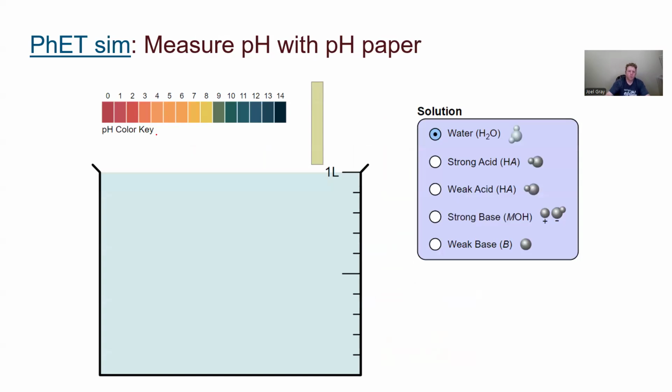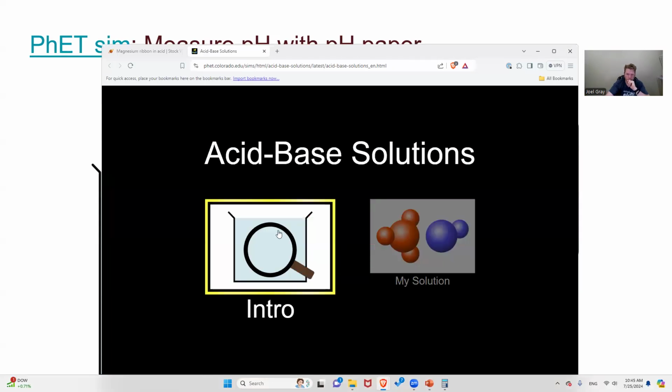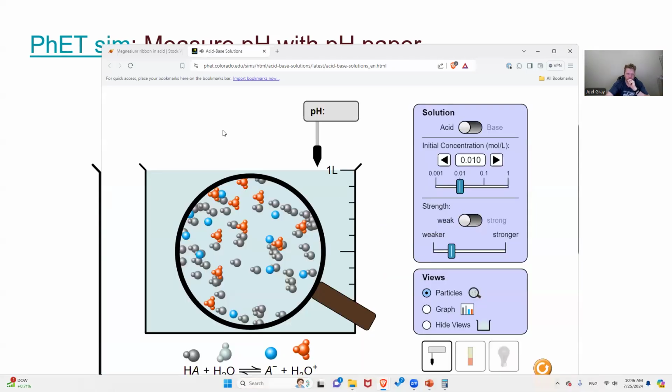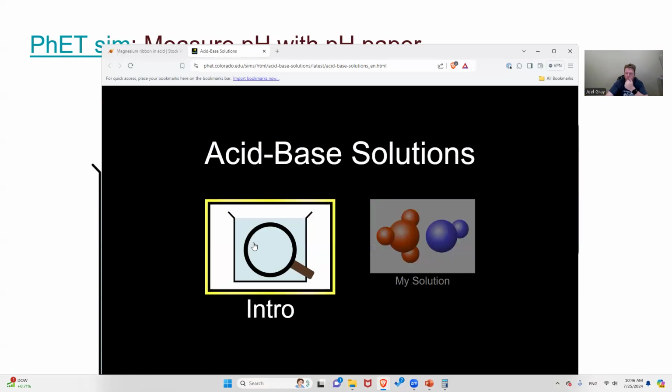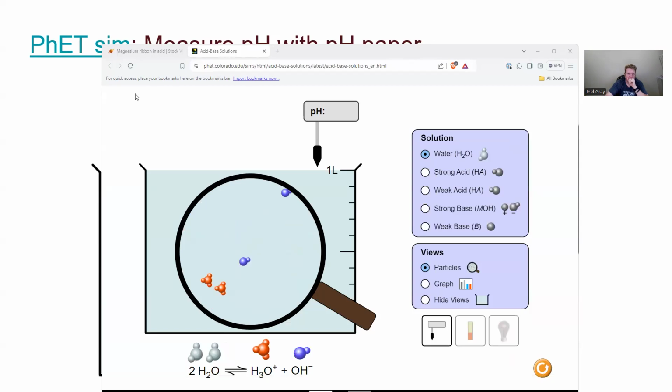So when we look at a solution and we're visualizing it, what's taking place at that molecular level is an important thing to kind of wrap your mind around.